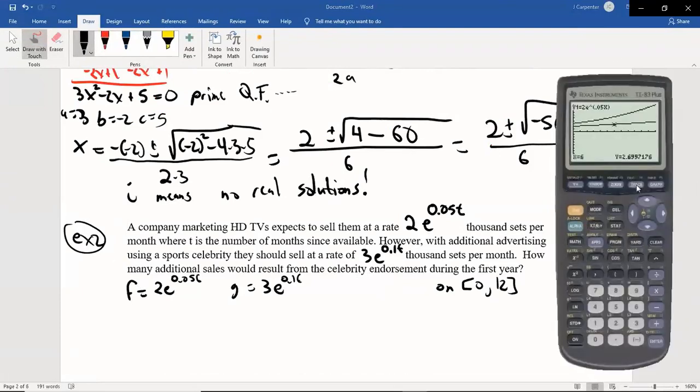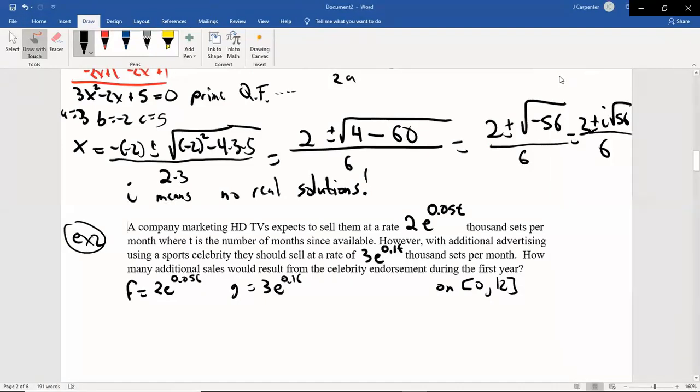And if you're not sure, you can trace. When you're tracing along a function, it shows you which one you're on in the upper left. So this lower one is the 2. If I hit up, it transfers me to the other one, 3e to the 0.1x, and that's higher. So we said G is higher than F. So that's the order we have to do the subtraction.